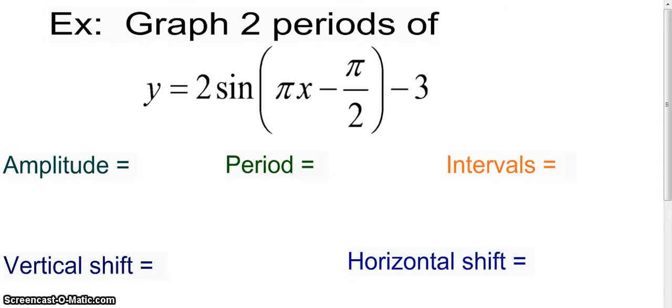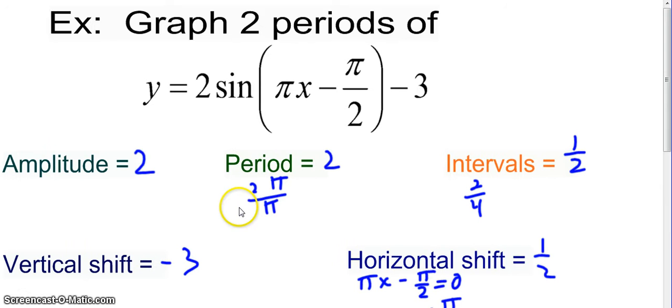Alright, last one. I want you to try this whole thing on your own. So fill out the amplitude, the period, the interval, the horizontal shift, and the vertical shift, and then try to graph 2 periods of this. So pause the video, do that, unpause when you are ready to check the whole thing.